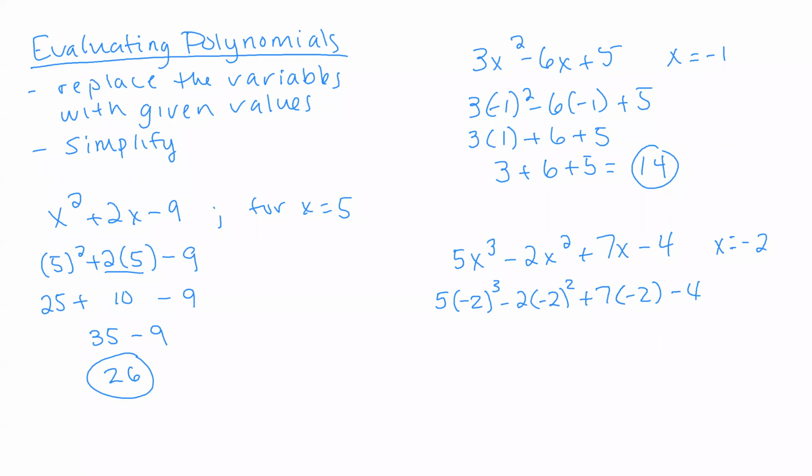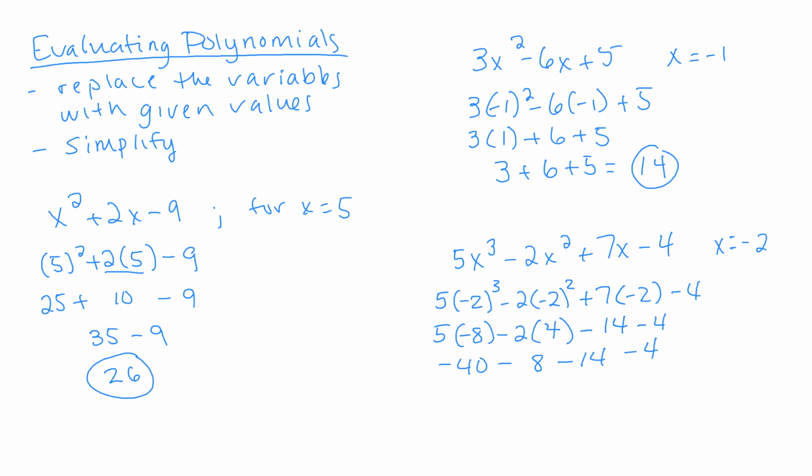Well, -2 cubed, again, you've got a negative in parentheses, but this time we have an odd exponent, which makes this product negative. So I'm going to get 5 times negative, and then 2 to the third is 8. Next, I have -2 times, this time I have -2 in parentheses with an even exponent, which is going to make it positive, and 2 times itself once is 4. 7 times -2 is -14. Drop down your minus 4. 5 times -8 is -40. -2 times 4 is -8. Drop down your minus 14 minus 4.